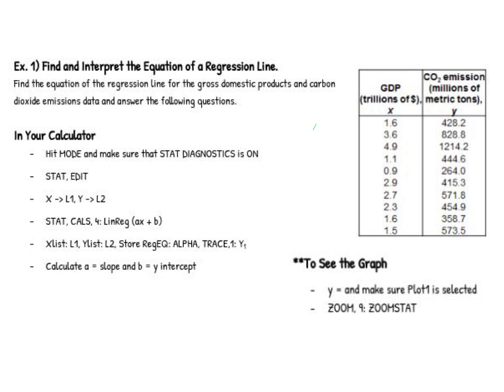You go to stat edit, you put in your x values into L1, your y values into L2. You hit stat calc 4. Make sure that your x list has L1, your y list has L2, and then in the store regression equation, you're going to hit alpha trace 1, and that is going to put your regression equation onto the graph. Okay. So you hit calculate, it's going to give you your slope and your y-intercept.